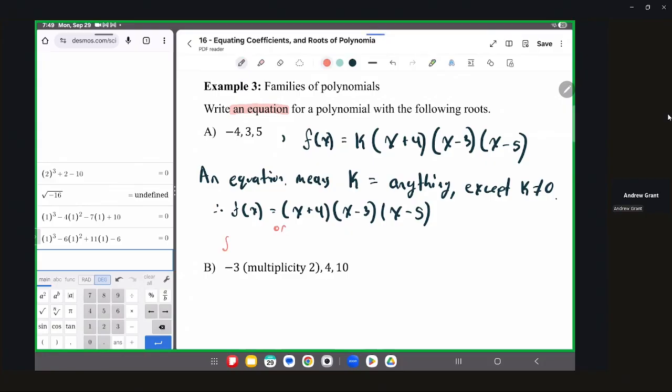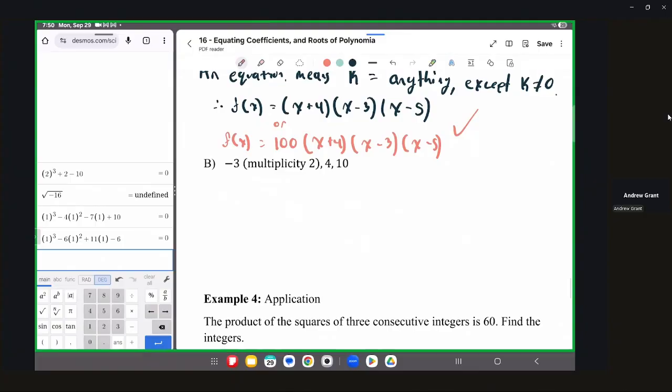Or you could have f of x is equal to 100 times x plus 4 times x times x minus 3 times x minus 5. That'll also work. So you can have k be anything you want except not 0, because if k equals 0, that means you've got a constant. Okay, so for b then, we have to have negative 3 with multiplicity 2, 4, and 10.